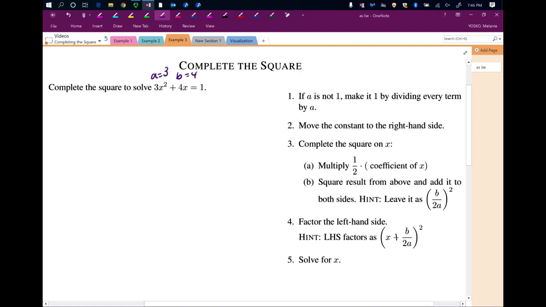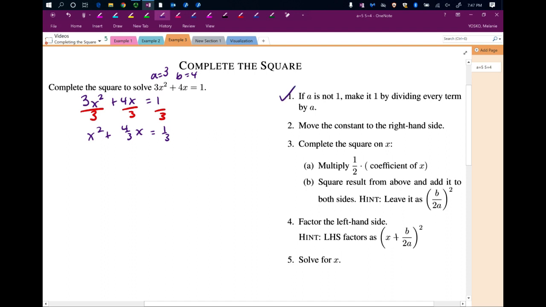Okay. So if a is not 1, and we see our a is not 1, we're going to make it 1 by dividing every term by a. So we have 3x squared plus 4x equals 1, and we're going to divide every single term by a. So divide by 3, divide by 3, divide by 3. So we end up with x squared plus the fraction 4/3 times x equals 1/3.